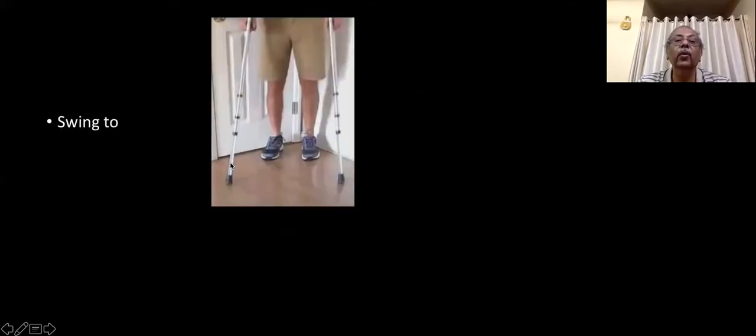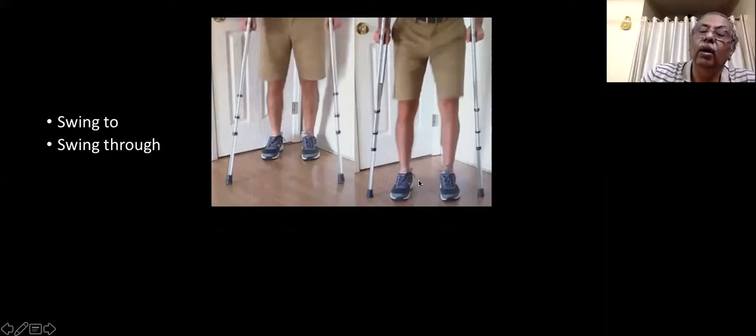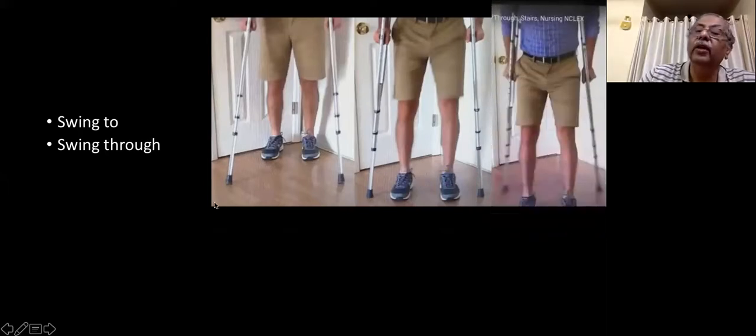The next is swing to and swing through. You put both crutches forward and you swing up to the level of the crutch. Then it is called the swing to. And if it goes in front of the crutches, you call it the swing through. You can see this is swing to and this is swing through. So the examiner may ask you the types of crutch gait. You can say 2-point, 3-point, 4-point, swing to, and swing through. And some of the examiners, if two crutches are there, may ask you to demonstrate one type of crutch gait.